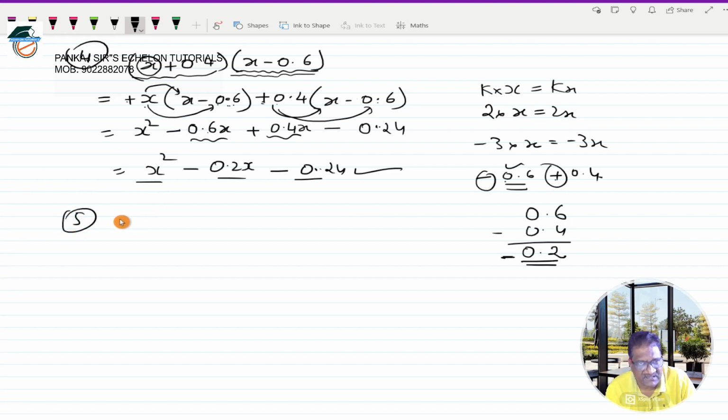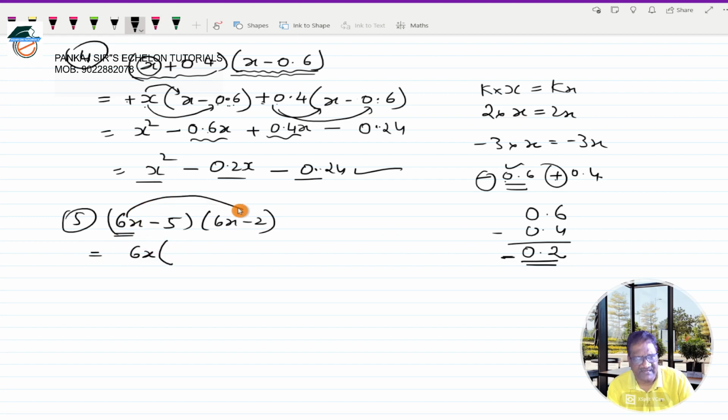This is 6x minus 5 times 6x minus 2. Okay, so here I can take this 6x as the first term, multiply that with the entire second expression, that is 6x minus 2. Then I'll take this minus 5 and I'll multiply that with this 6x minus 2. Now see, I'm putting brackets. Okay, whenever writing the second term, I'm putting brackets.